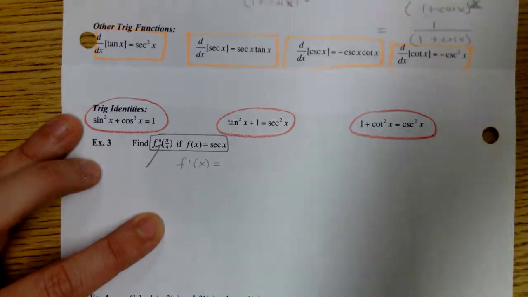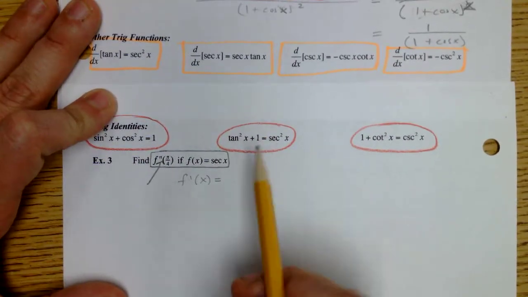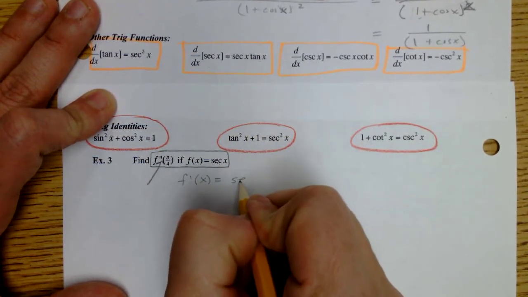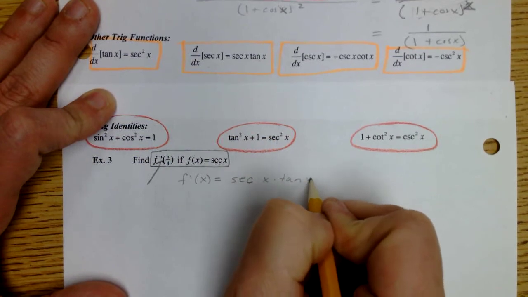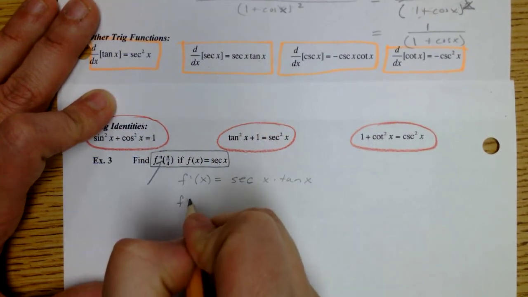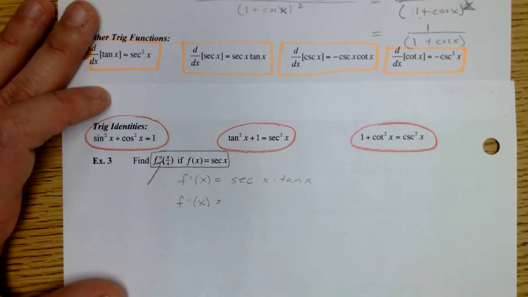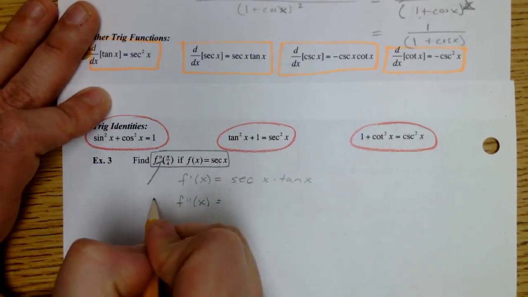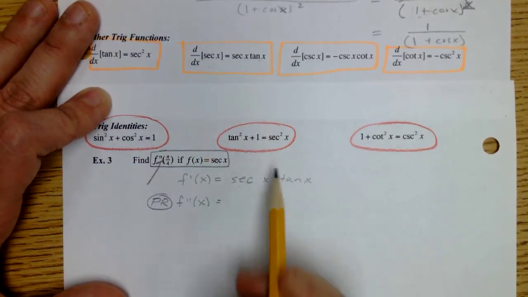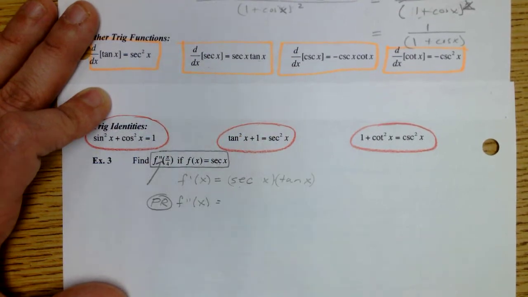And I can use what I wrote down here in order to do that. So if I look here, my derivative of secant is secant x times tangent x. So technically I'm done with f prime. I found it. But now I need to do f double prime of x. F double prime of x is going to be an example of the product rule. And I know that because I've got 2 functions being multiplied together. They just so happen to be trig functions.